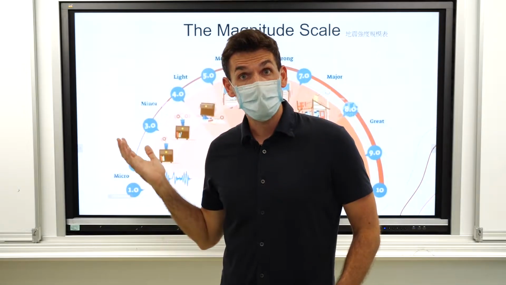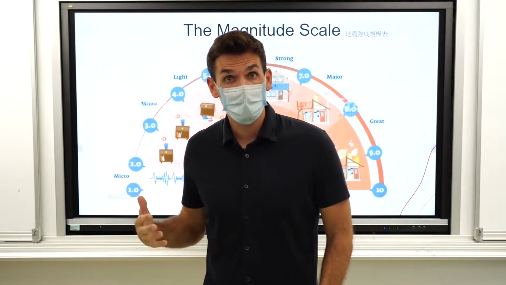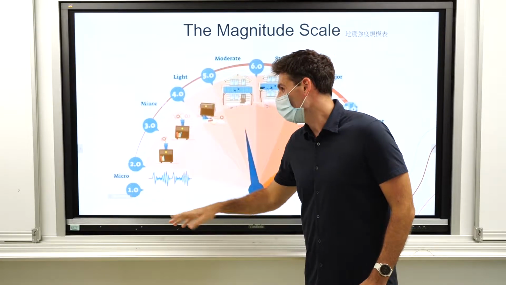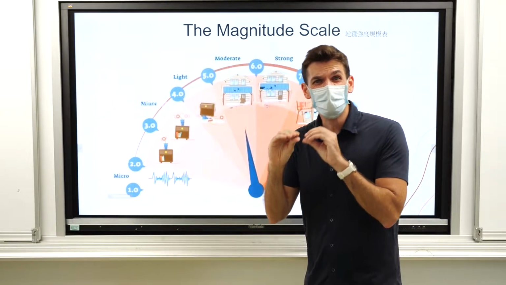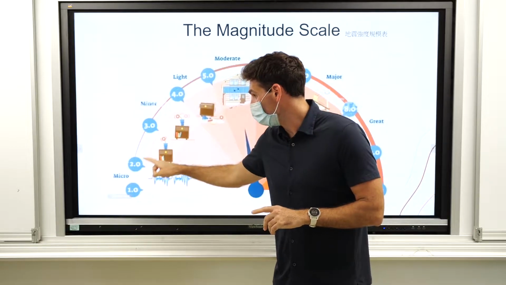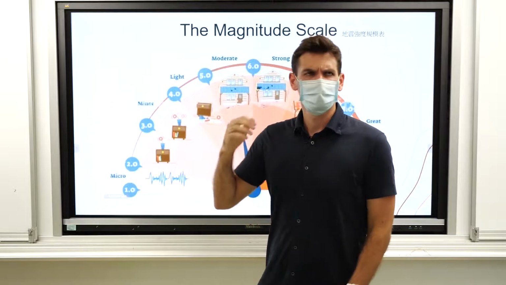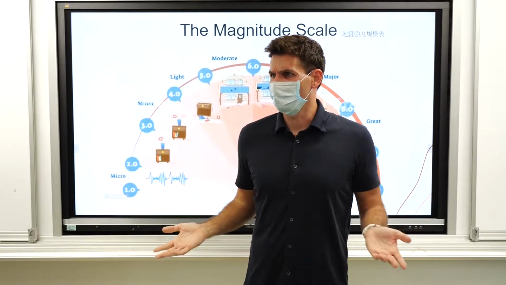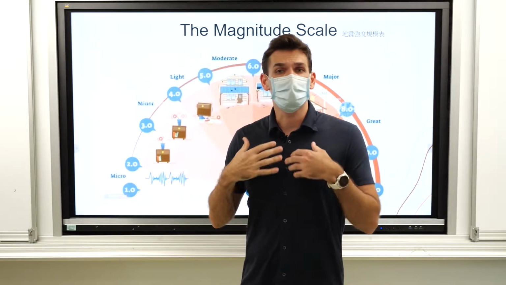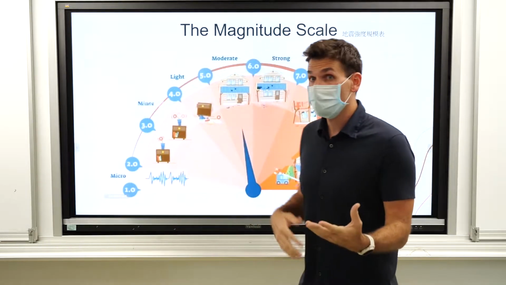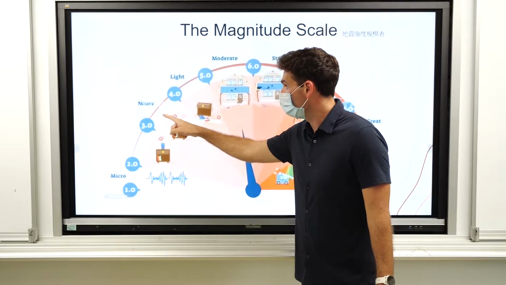Now, let's look at the magnitude scale. Okay? As you can see, down here we have the number 1. 1 is micro, very small. 1 to 2 on the scale. Maybe, is there an earthquake? I cannot feel it. You have no feeling. The earthquake is very small. But you can see the number goes up.